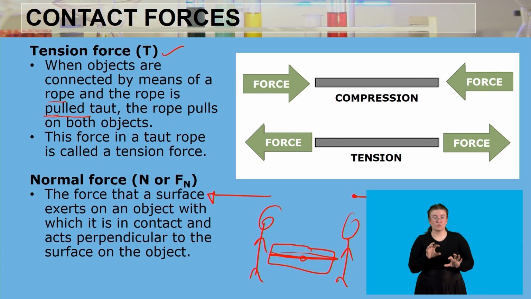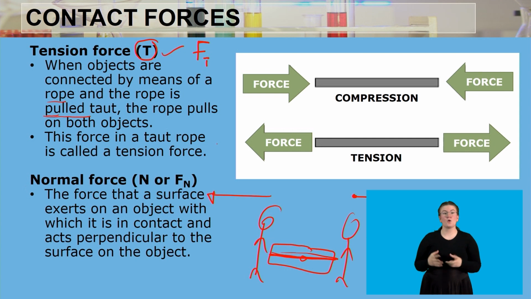We also have another type of force, the normal force. Remember, the tension force is denoted by capital letter T, or you can also write the force of tension with T as the subscript. With the normal force, it's N or Fn. N means normal, and this is the normal force: the force that a surface exerts on an object which is in contact, and it acts perpendicular to the surface. So we have two forces that are always exerted by the surface.